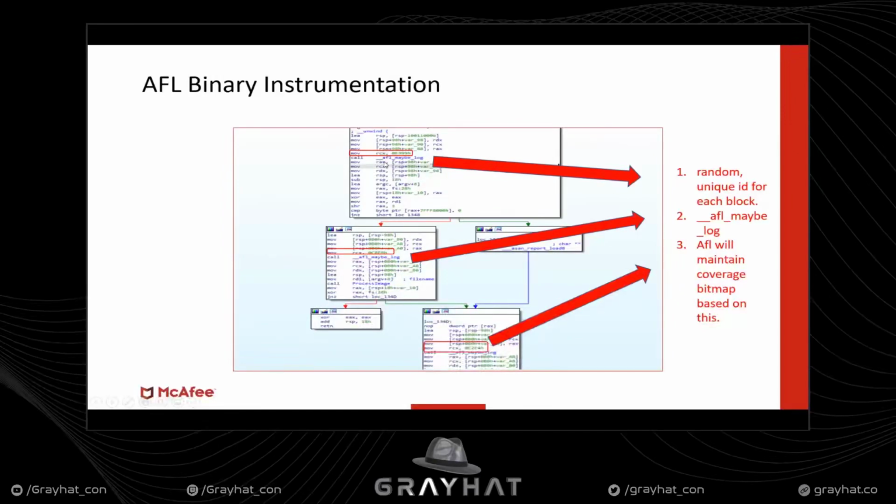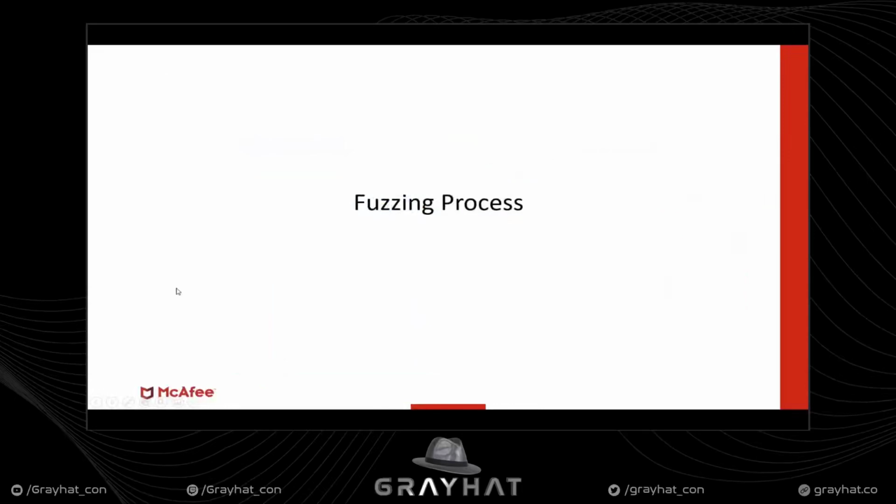And below that you can see there is a function, which is afl_maybe_log. So what happens is that AFL actually maintains a coverage bitmap, which is a shared memory, and it uses the unique ID of each particular block to measure code coverage. We will be talking about that in part 2, but right now this is just for reference. So let's move on to the next slide, that is the fuzzing process.